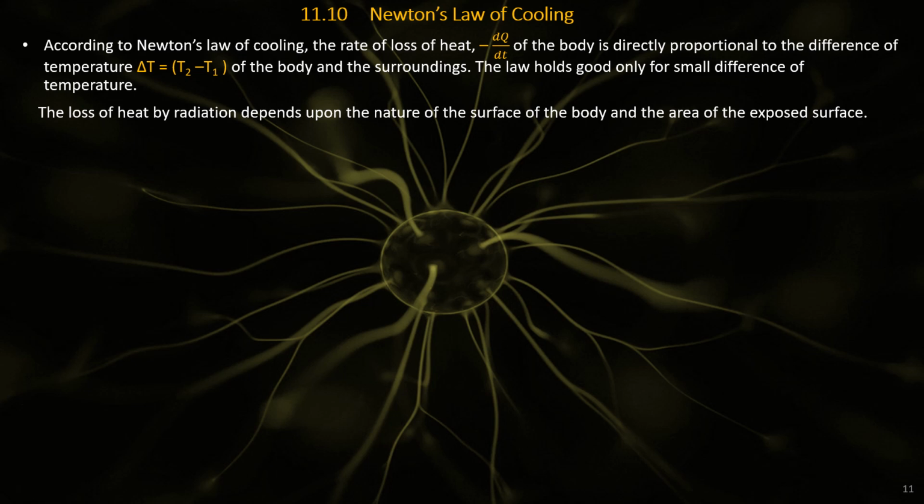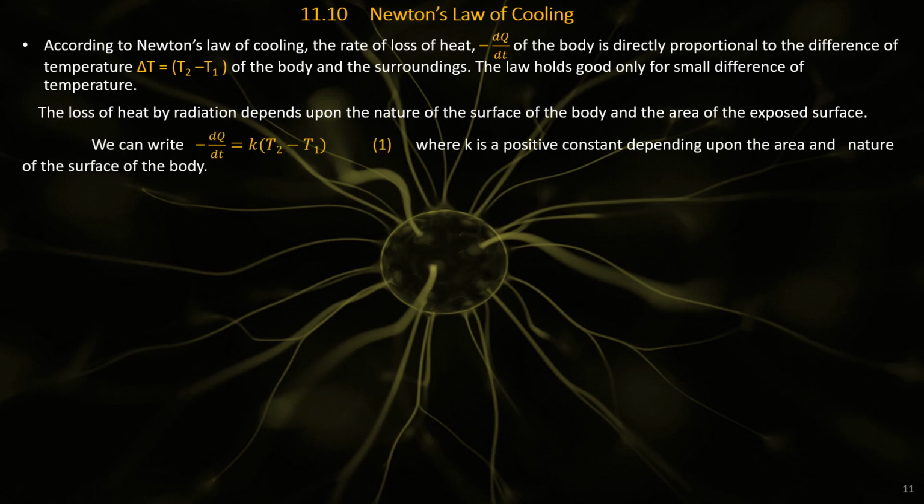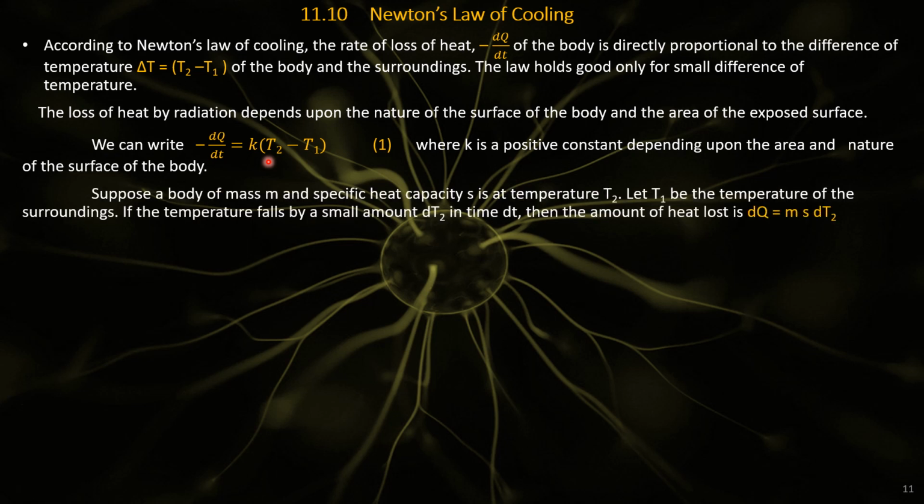The loss of heat by radiation depends on the nature of the surface of the body and the area of the exposed surface. Now we can rewrite Newton's law of cooling as minus dQ by dt is equal to small k into T2 minus T1. Here small k is the positive constant depending on the area and the nature of the surface of the body. Let it be equation 1.